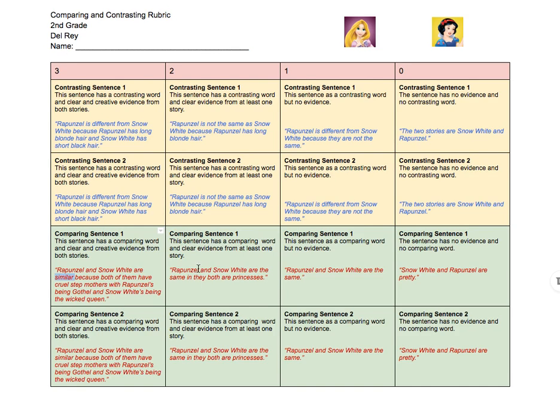Here's a 2-point sentence. Has a comparing word and clear evidence with at least one piece of evidence from at least one story. Rapunzel and Snow White are the same and they are both princesses. Here's one that has no evidence, which would only get you 1 point, but has a comparing word. Rapunzel and Snow White are the same. Okay, so that'll only get you a score of 1, which isn't the best score, so maybe stay away from that one. And then the last one is a score of 0. Snow White and Rapunzel are pretty. That doesn't even talk anything at all about what makes them the same or what makes them different. And it doesn't have the comparing word, and it doesn't have the evidence.